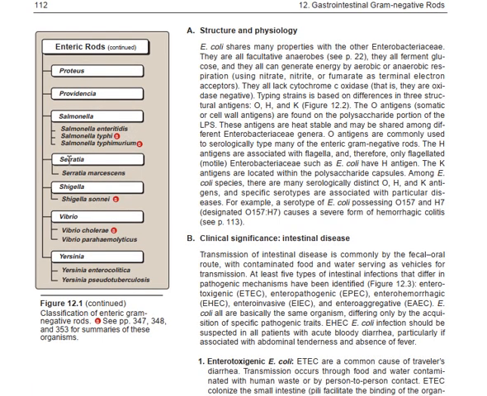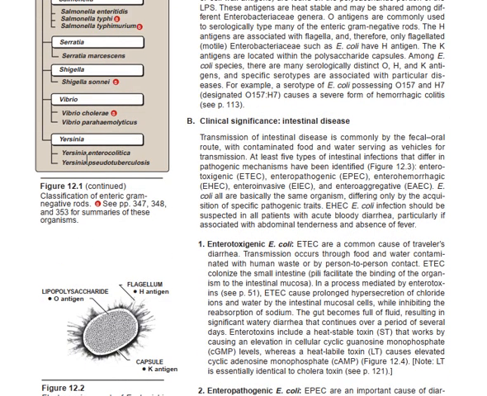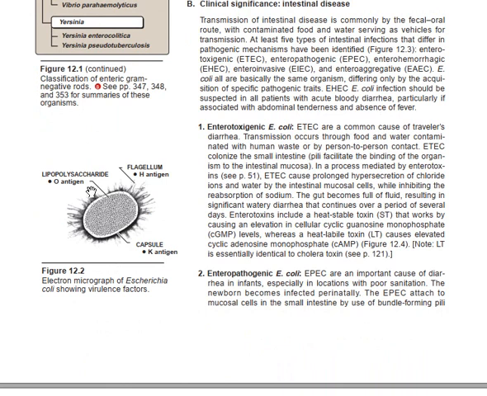Now we have Serratia, another enteric rod, for example Serratia marcescens. The next one is Shigella, for example Shigella sonnei and Shigella dysenteriae. Then Vibrio, such as Vibrio cholerae and Vibrio parahaemolyticus. Then Yersinia: Yersinia pestis, Yersinia enterocolitica, and Yersinia pseudotuberculosis. All these are enteric rods, although Yersinia pestis is a rod but not very enteric.